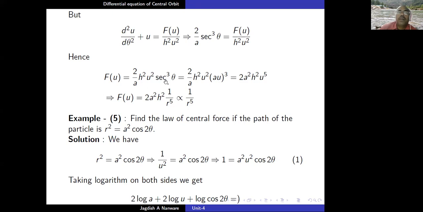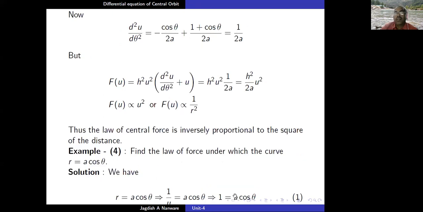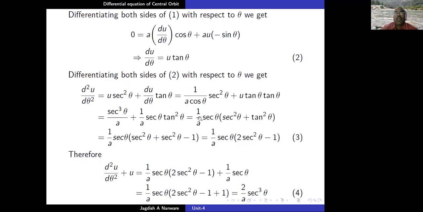What is sec cube theta? For that again we go back to equation 1. Yes, u is equal to 1 upon a cos theta, right? So what is 1 upon cos theta? It is sec theta, right? And a is in the multiple, so that will be in the division. So the value of u is 1 upon a into sec theta, and use this value here, so that we are getting here, right?